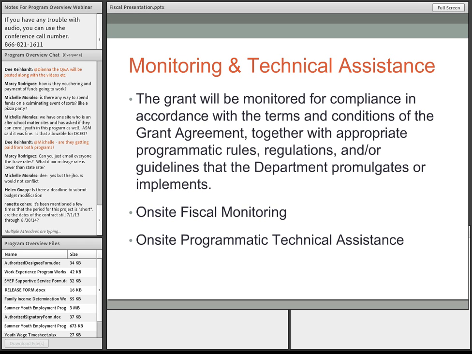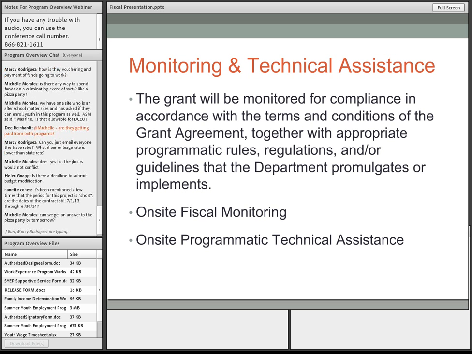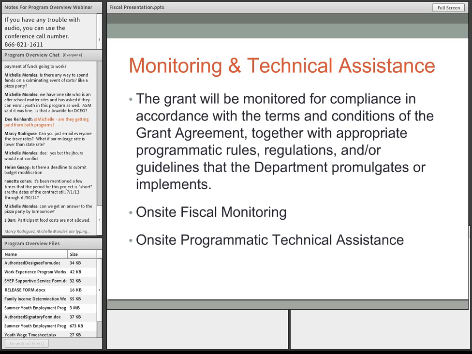Okay, next question. We have one site who is an After School Matters site. They have asked if they can enroll youth in the Summer Youth Employment Program as well. ASM said that was fine, it is an allowable cost for DCEO. The hours do not conflict. They would get paid from both programs. So will they be working part-time in each program? It sounds like it. As long as it's distinct and they have documentation to support it.